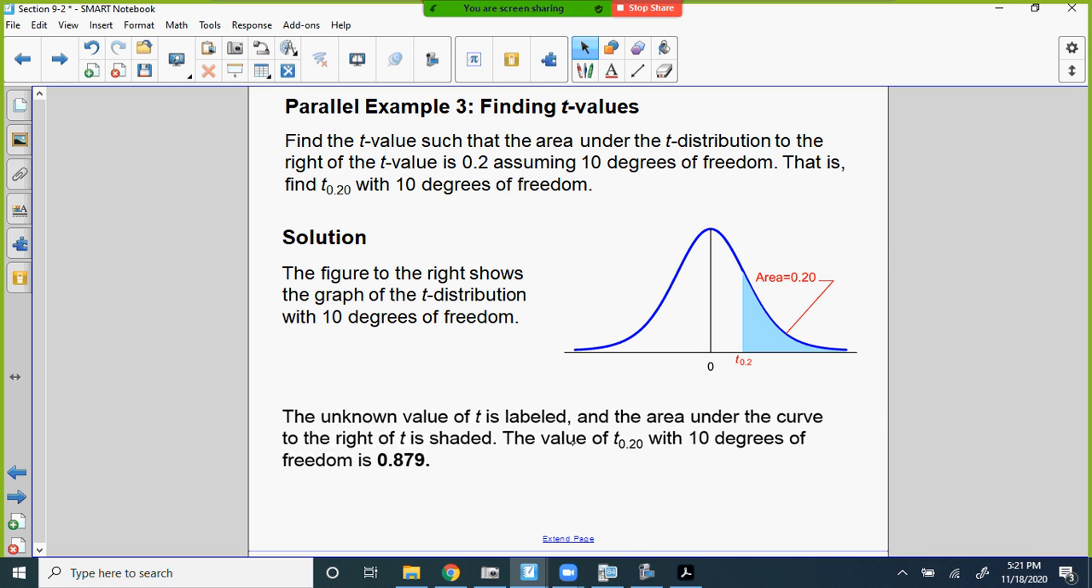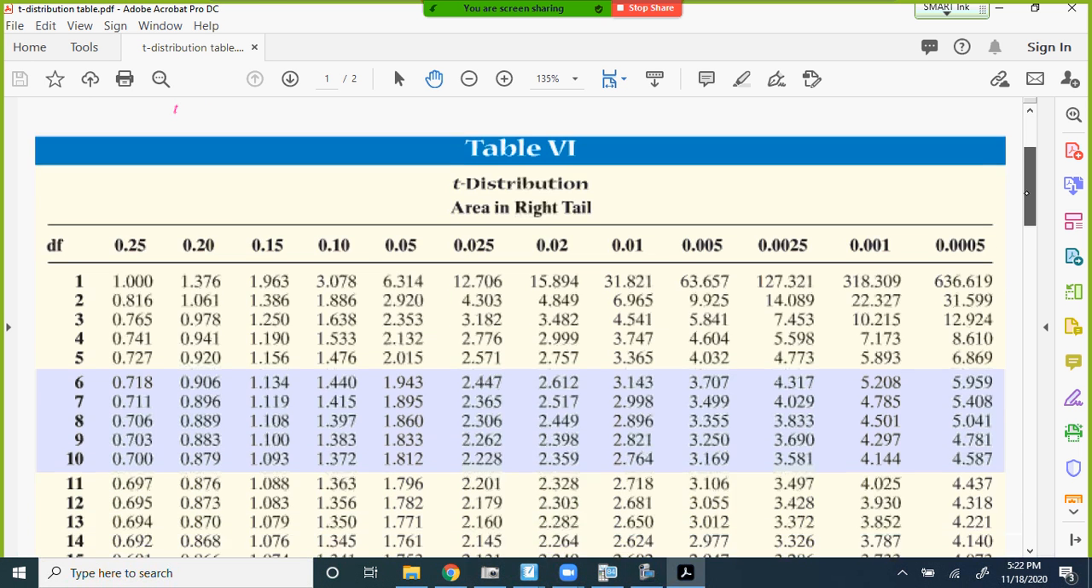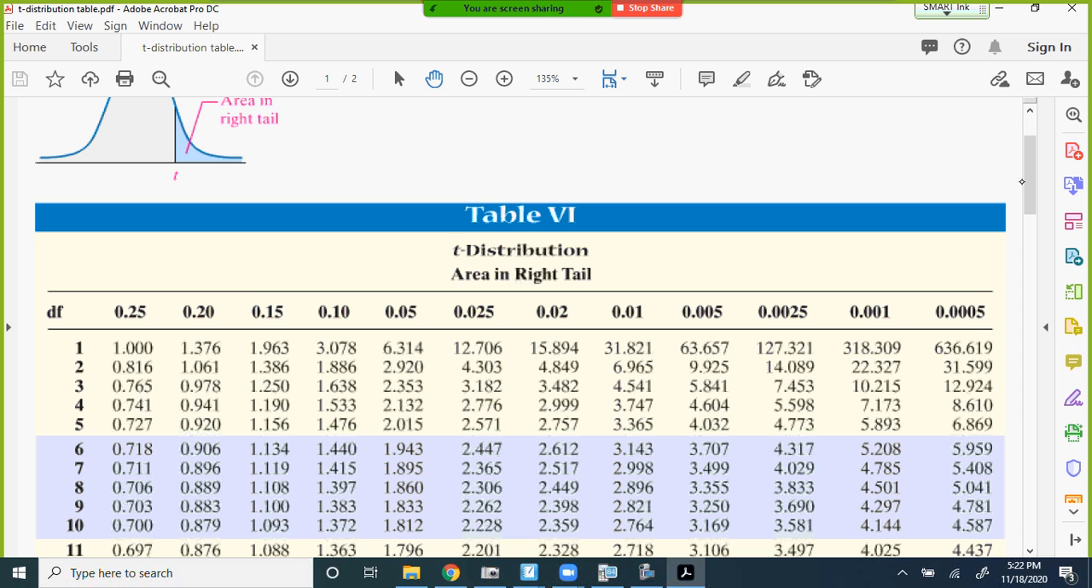And then we're also going to use the calculator to do this a little bit, because it's a perfect example to do that with, and I can show you both ways. Now, let's go grab the table. We've got a 0.2 with 10 degrees. So where's 0.2, 10 degrees? Here's 0.2, 10 degrees, 0.879.